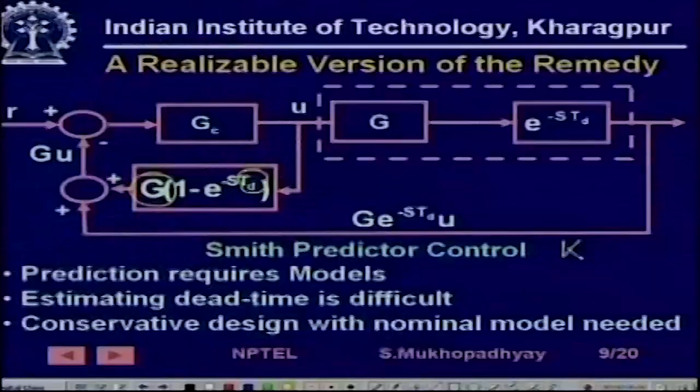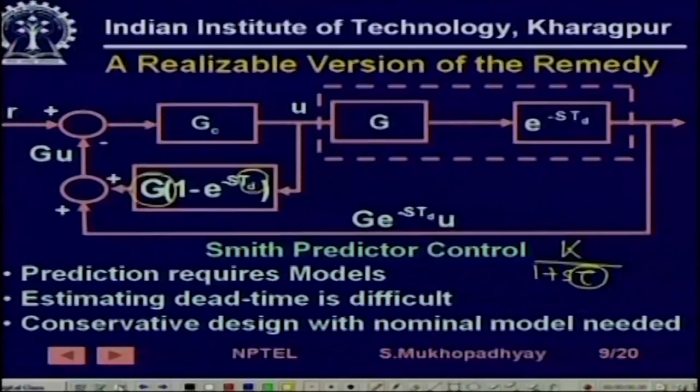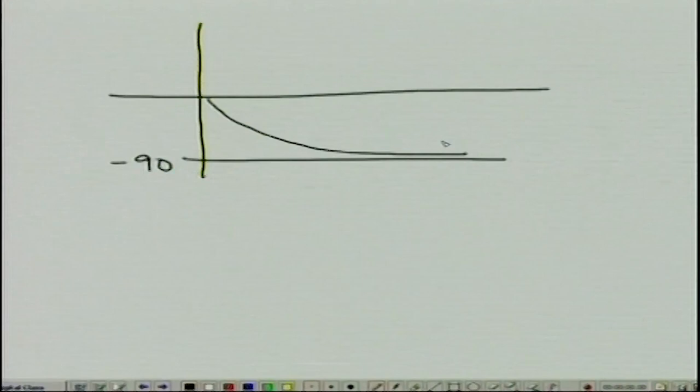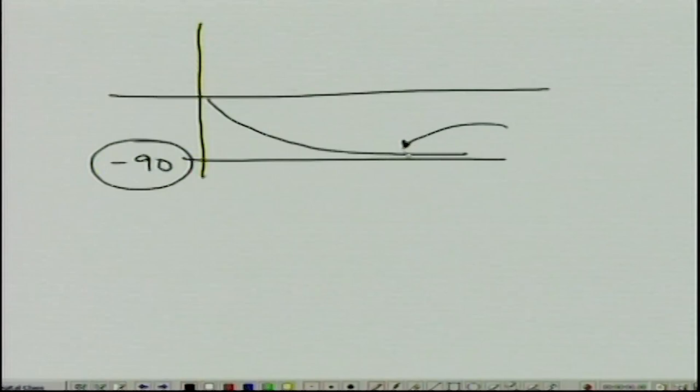What is that way? For time constant, for example, suppose you have a transfer function k by 1 plus s tau. This tau is a time constant. So as far as the phase response is concerned, let's take a white page now. So this k by 1 plus s tau, let me choose a different color pen because the background is now white. Let me choose black. The phase of k by 1 plus s tau is going to be limited to minus 90. So it cannot increase beyond minus 90. This is for k by 1 plus s tau.